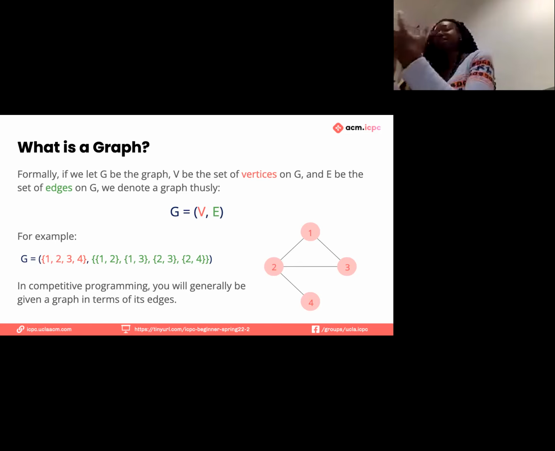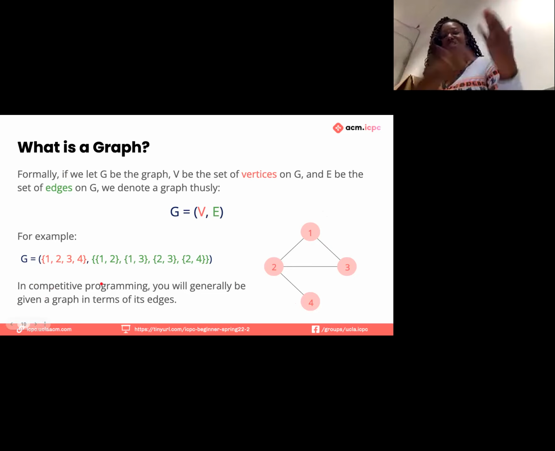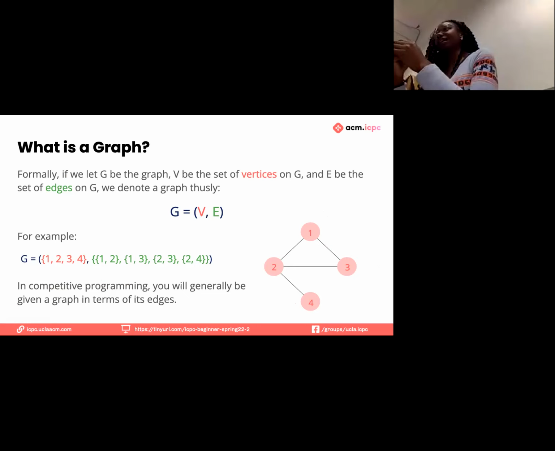Alrighty. And so formally, the mathematical definition is, if we let G be the graph, V be the set of vertices on G, and E be the set of edges on G, then we can denote the graph like this, G = (V, E). So for example, with this graph right here, we have the vertices 1, 2, 3, and 4, and the edges between 1-2, 1-3, 2-3, and 2-4. You can define edges by the vertices that they connect.